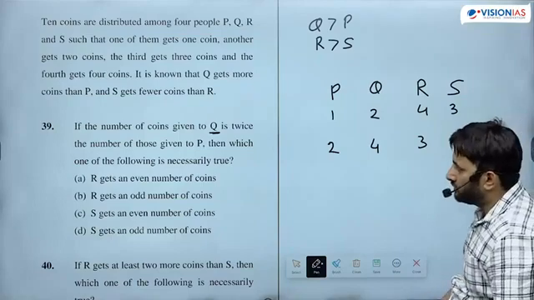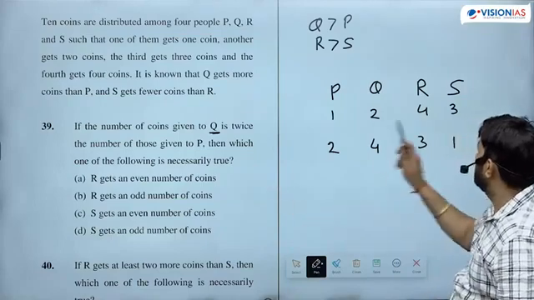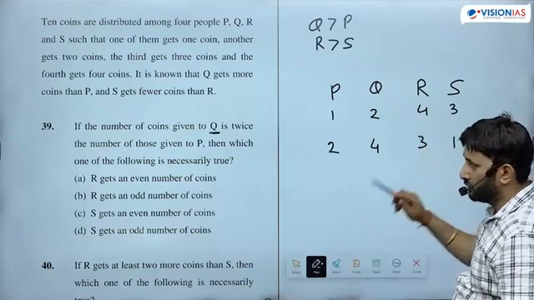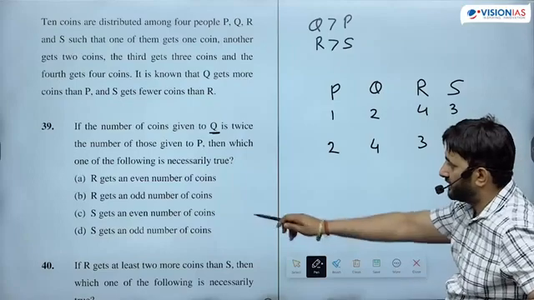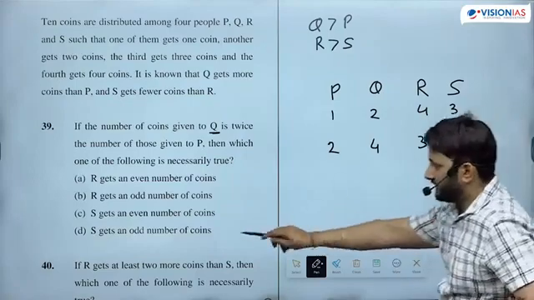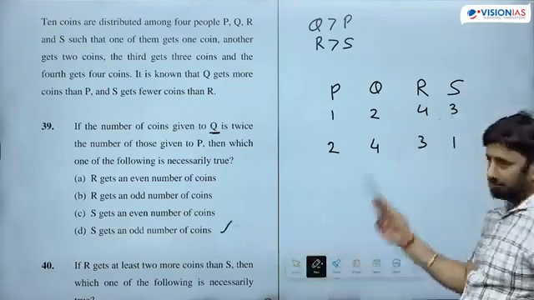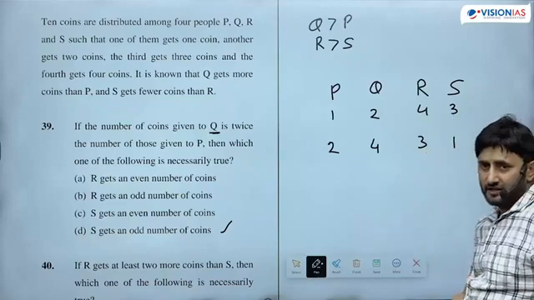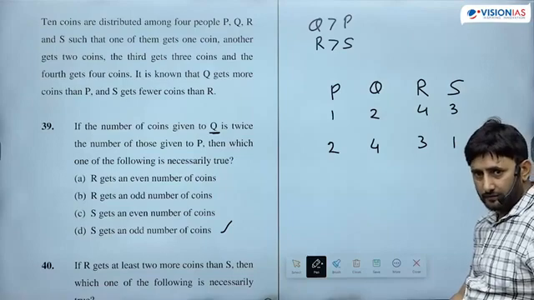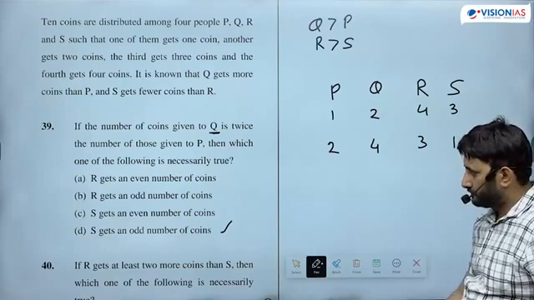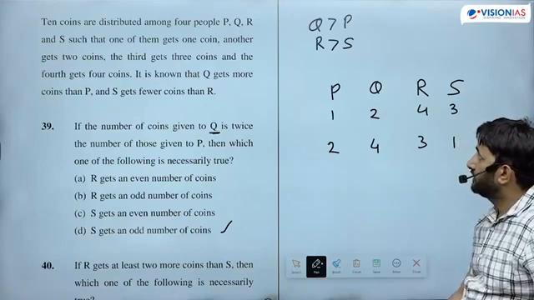What can you conclude? R gets even number. No, here even, here odd, both possible. B, R gets odd number, we cannot say. S gets an even number, no. S gets an odd number, yes. In both the cases, S is getting even number. Okay? Clear hai?